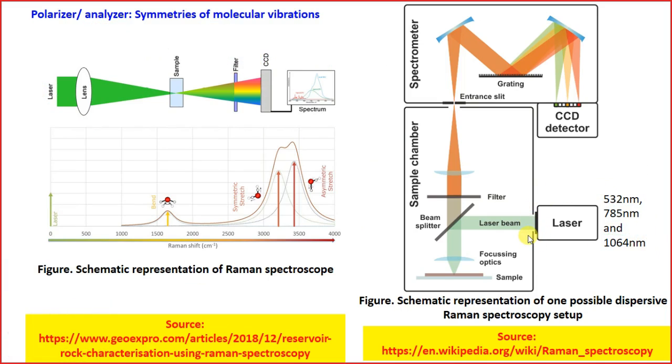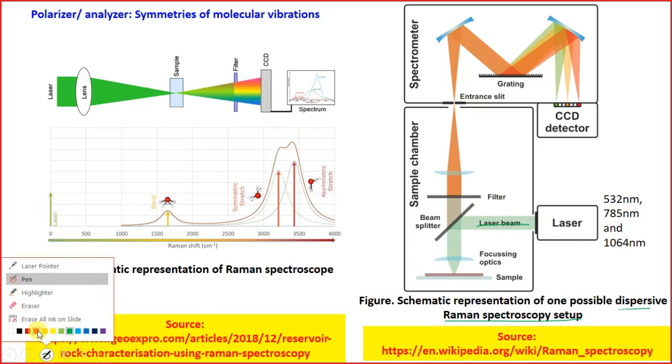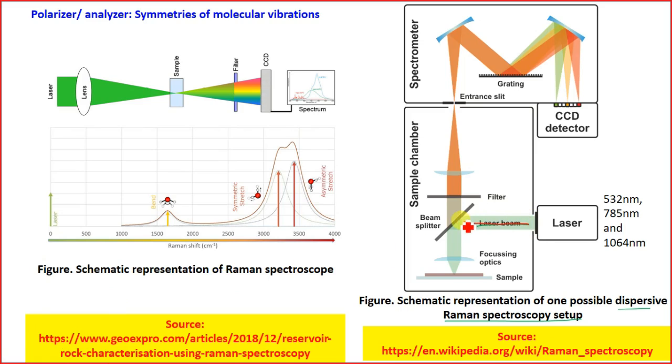Now, nowadays this type of dispersive Raman spectroscopic setup is mostly used in modern-day Raman spectroscopes. So you have the laser beam. It goes over there. Then we have a beam splitter mirror. From here, some of the light goes towards the sample, and the rays are focused onto the optics.